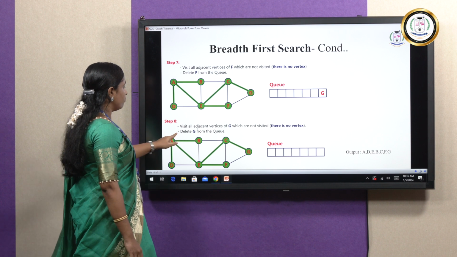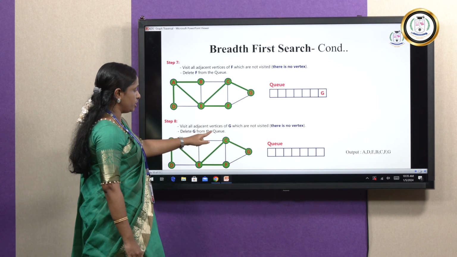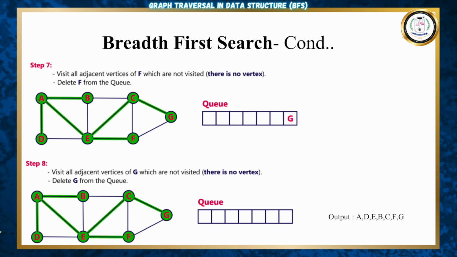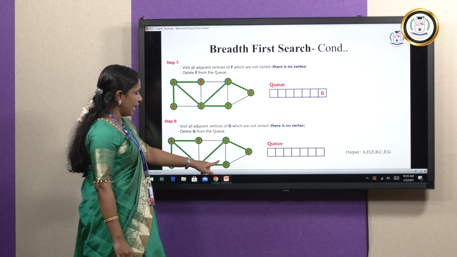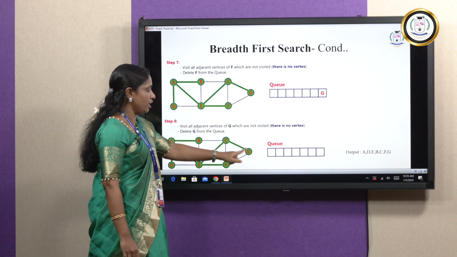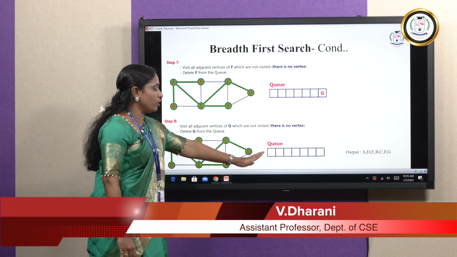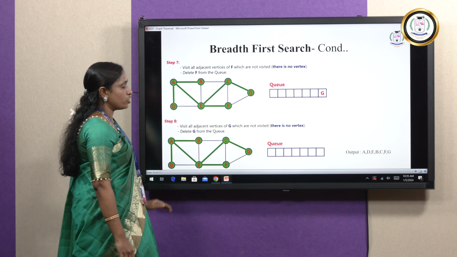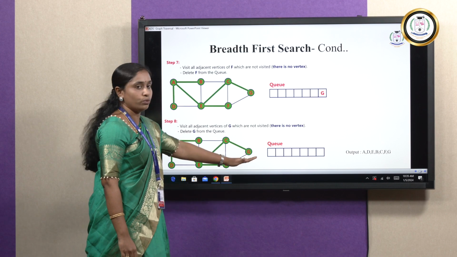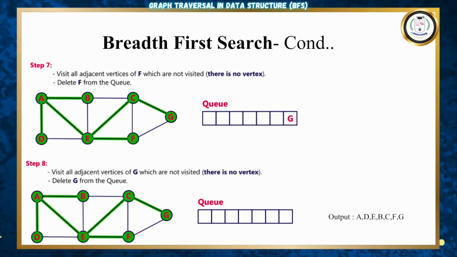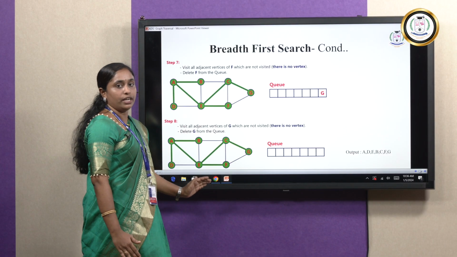Here visit all the adjacent nodes of G which are not visited. G, C and F are the adjacent nodes of G. These nodes are already visited, so we ignore them. Now we stop the process because our queue is empty. So the output for this graph is A, D, E, B, C, F, G. This is the way the traversal will happen here.